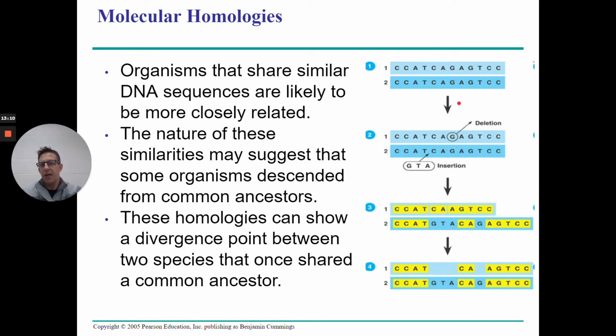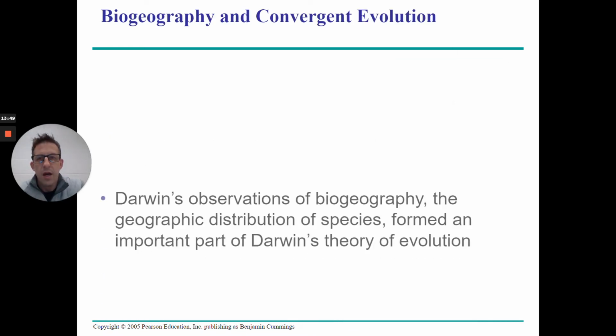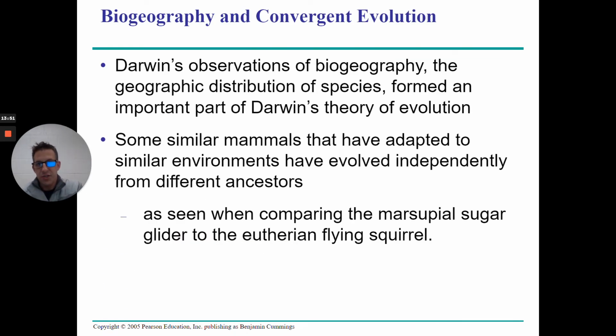Okay, so that's how we can interpret molecular homologies: organisms or species that share a large portion of their DNA can be said to have had some kind of common ancestor in the past. Even though we both veered off from it, we still shared some ancestor way back there, and then we had a bunch of changes that made us go in opposite directions. Those changes are evolution and natural selection. Okay. All right, let's talk about biogeography and convergent evolution.